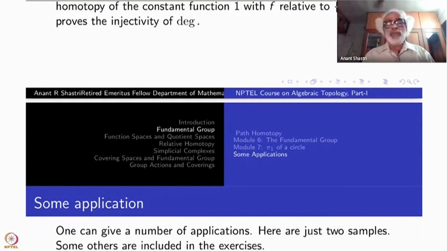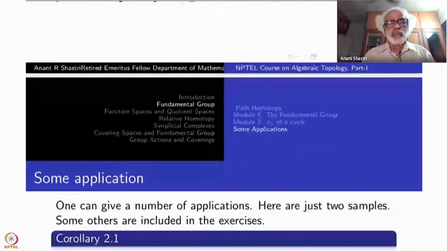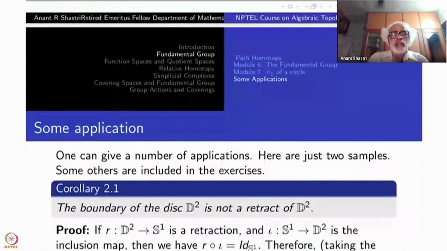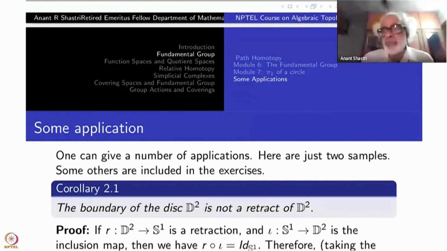Right now, we can give one very important application, namely Brouwer's fixed point theorem for disks, two-dimensional disks, not in general. In general it will take more time. So the boundary of the disk D2 is not a retract of D2. That is what we will first prove.